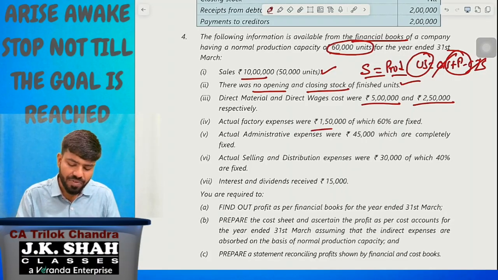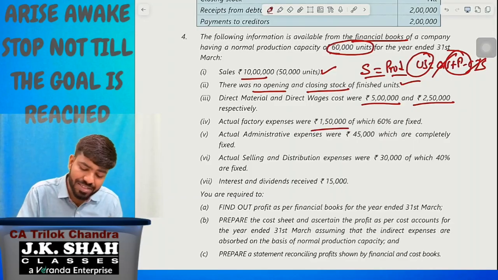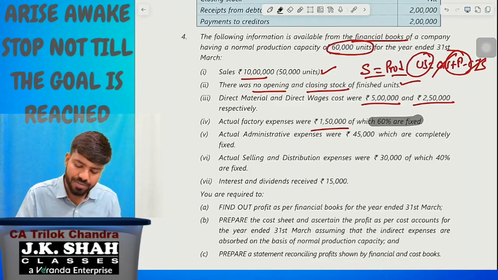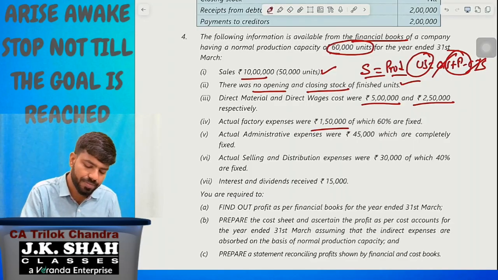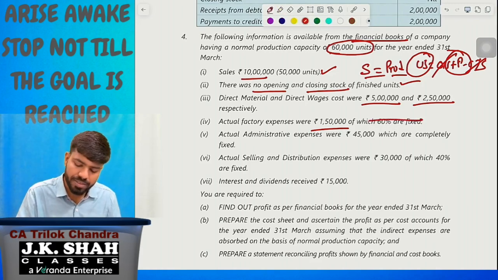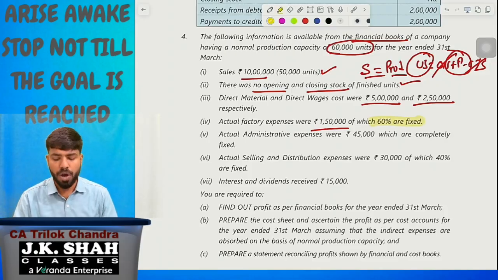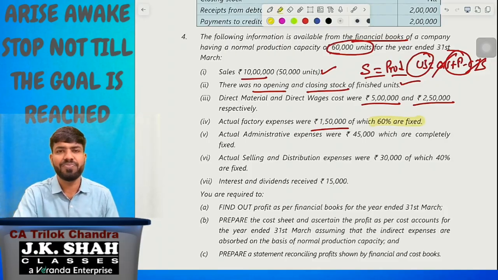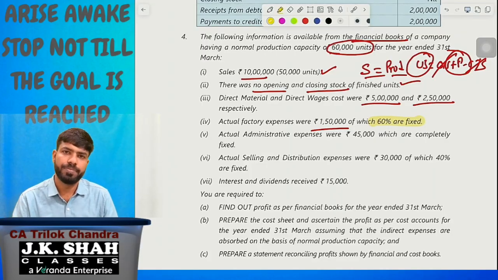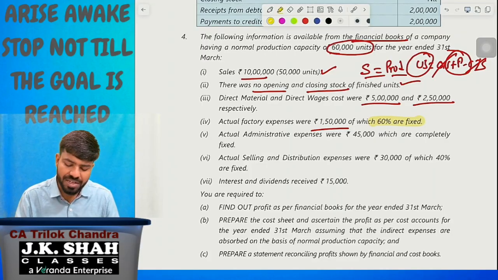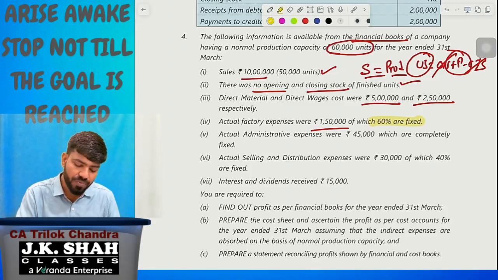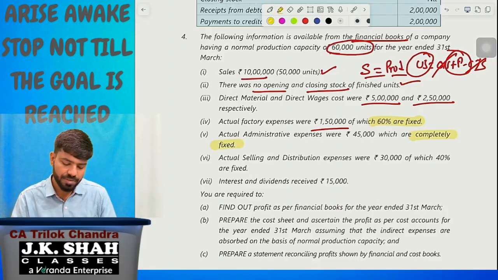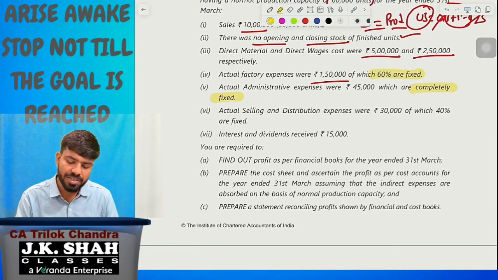Actual factory expenses are 1,50,000, of which 60% are fixed. Out of 1,50,000, 60% is fixed and the balance 40% is variable. Next, actual administration expenses were 45,000, which is completely fixed. Actual selling and distribution expenses are 30,000, of which 40% are fixed.